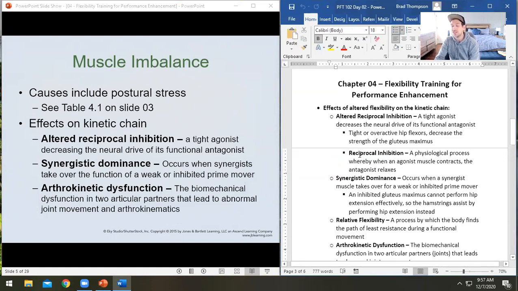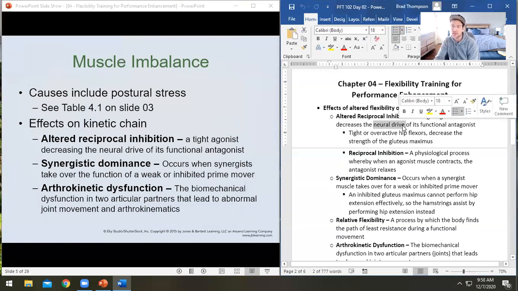So it's a physiologic process whereby an agonist contracts and the antagonist relaxes, right? Now, that doesn't always happen, or at least doesn't always happen the way it's supposed to. And that's where we get altered reciprocal inhibition, jacked up reciprocal inhibition, not good reciprocal inhibition. That's where you get a tight agonist that refuses to relax, and so it's actually pulling in the opposite direction. And that decreases the neural drive. Your nervous system can't activate its antagonist anymore the way it's supposed to.